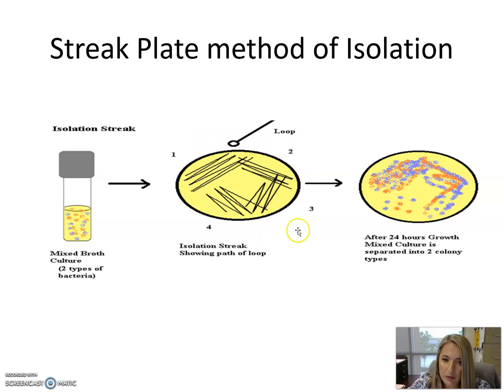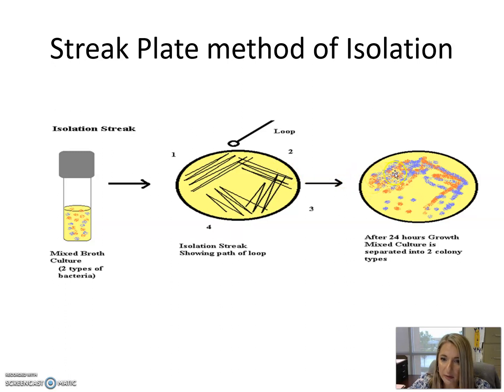So after we've done the streak plate technique, we'll incubate for 24 hours, and then we'll look at our final product. So in quadrant 1, we can see how the bacteria all just grew together in one big blob, and we can expect that. Quadrant 1 is going to have the highest concentration of bacteria. There's not enough space for them to spread out, so they're just going to grow together in one big blob.